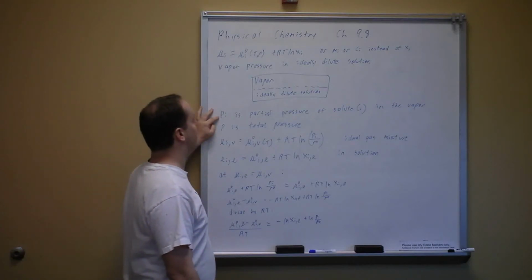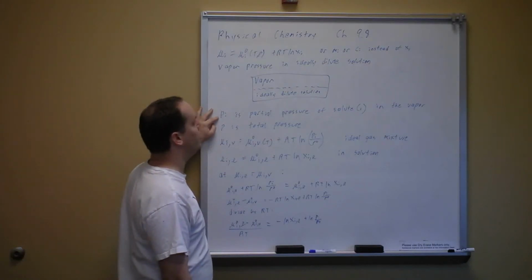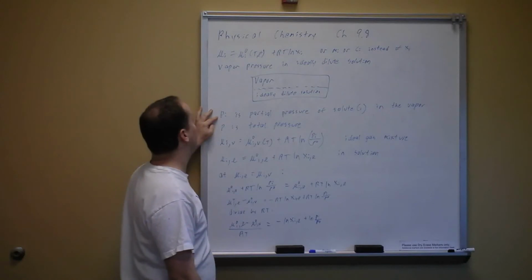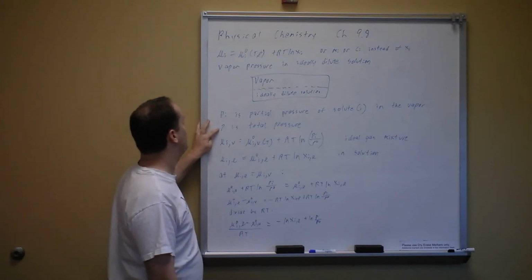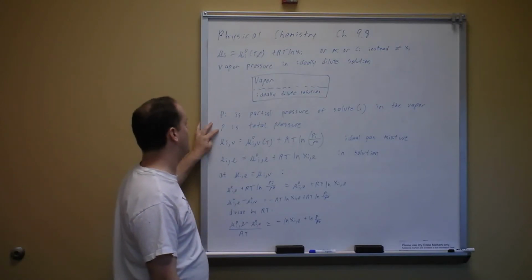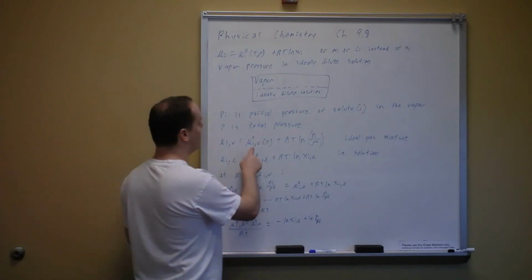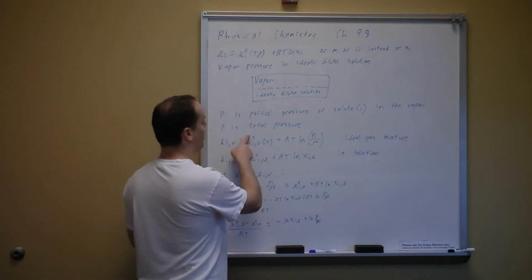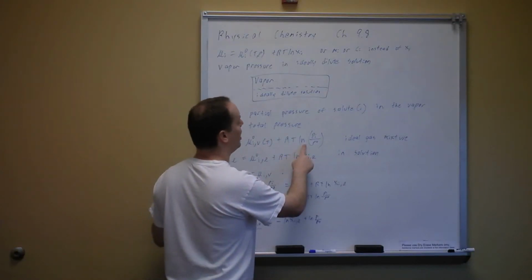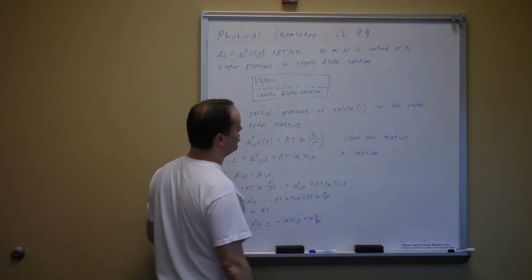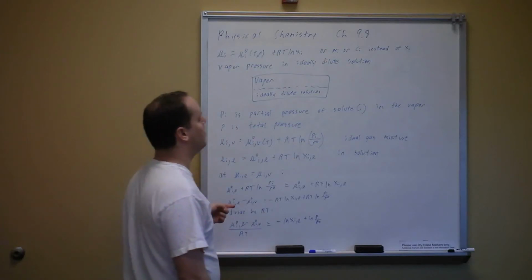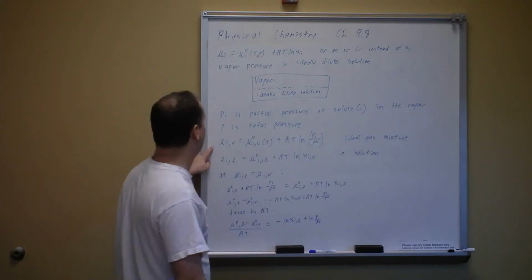Now, P sub I, remember, is the partial pressure of our solute, which is I, in the vapor phase, obviously. And P is the total pressure in the vapor phase. Now, mu sub I vapor is equal to mu sub I vapor at temperature in standard state plus RT times the natural log of the partial pressure of I divided by standard pressure. And that's for an ideal gas mixture.